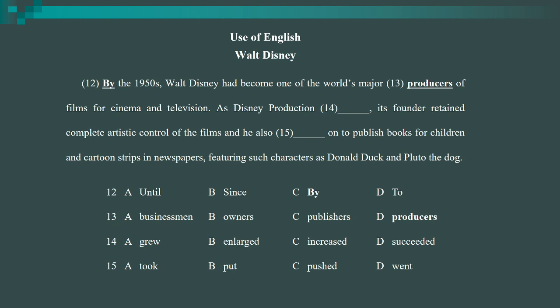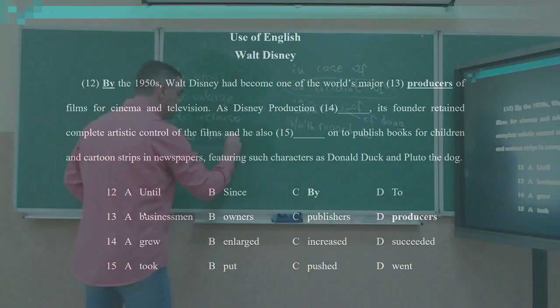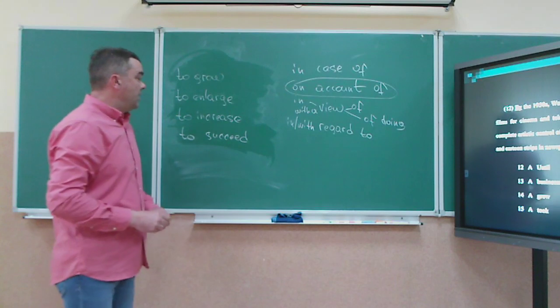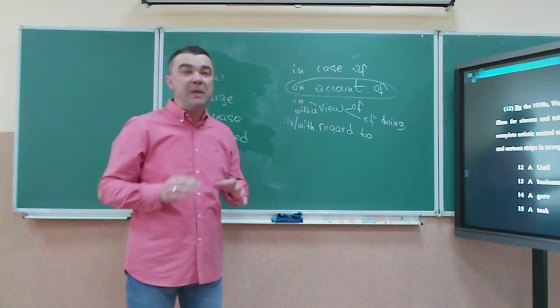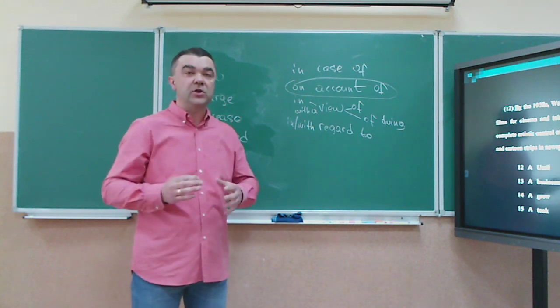As Walt Disney production, again we have 4 verbs. We have verb to grow, to enlarge, to increase, and to succeed. I should say that enlarge and increase are nearly the same. They mean to make something bigger in size or amount.